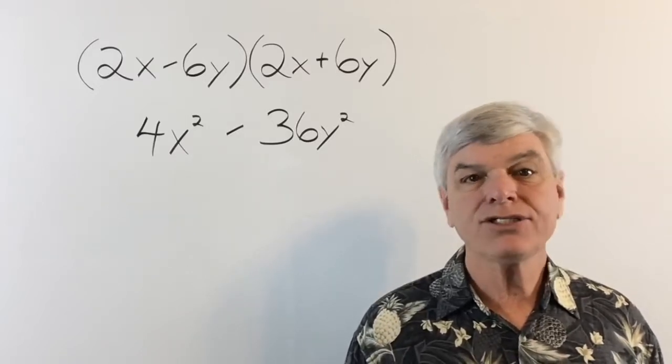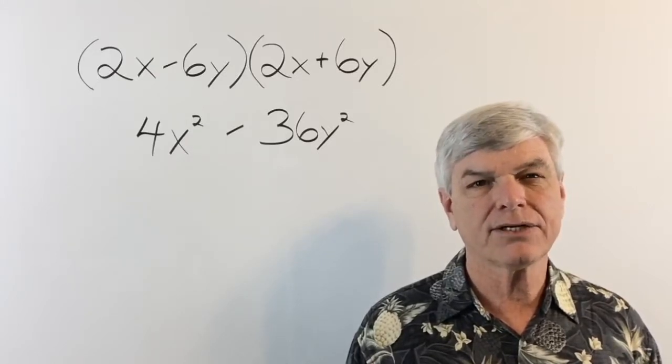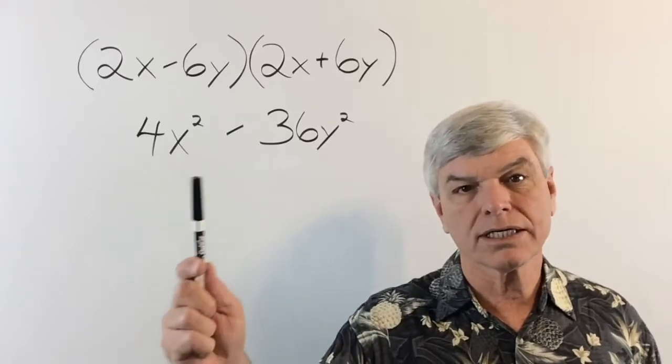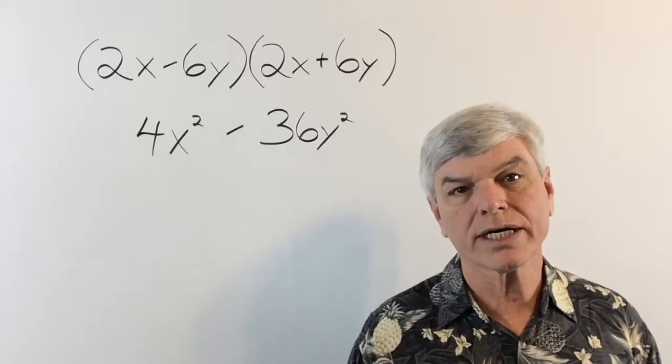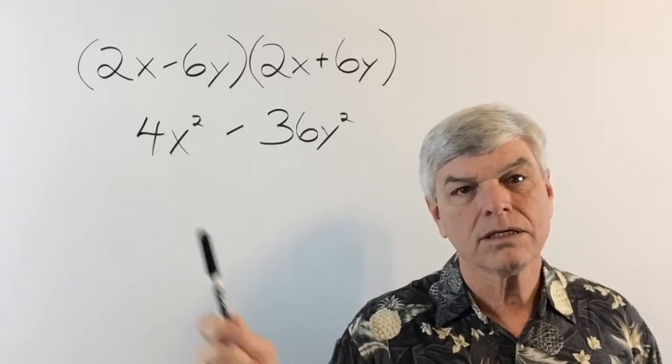And if they asked you to identify, or if you're on a test, the SAT or something, and you're asked to identify, is this the difference of squares? Well, look, is this a square? Well, 4 is a square. X squared is a square, so this is a square.